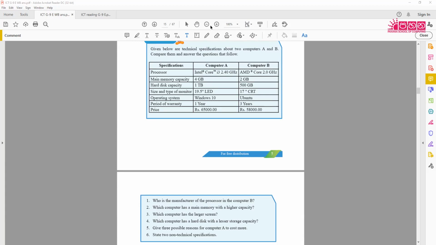The processor is given: Intel Core i3 2.4 GHz, AMD Core 2 GHz.